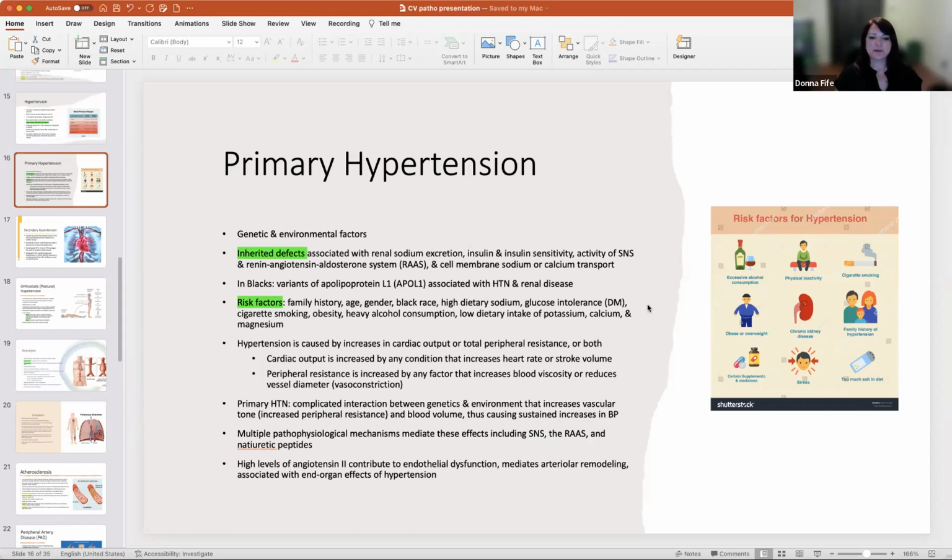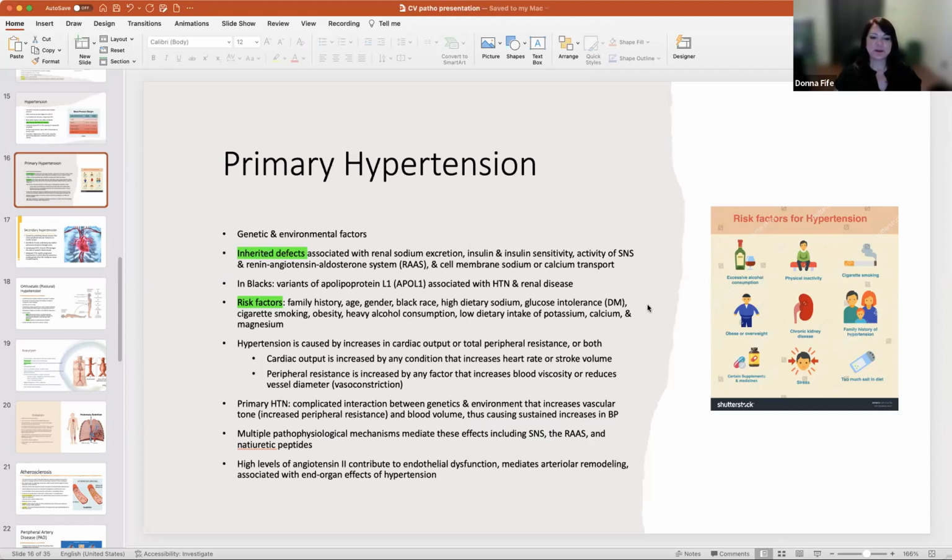Hypertension is caused by increases in cardiac output or total peripheral resistance, or both. Cardiac output is increased by any condition that increases heart rate or stroke volume. And peripheral resistance is increased by any factor that increases blood viscosity or reduces vessel diameter, such as vasoconstriction.